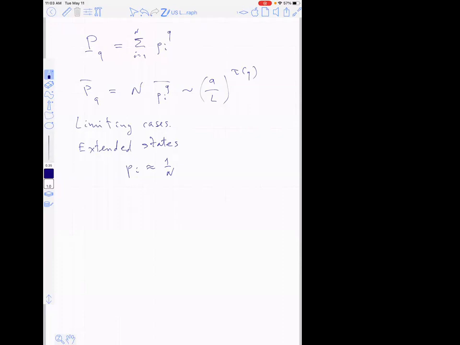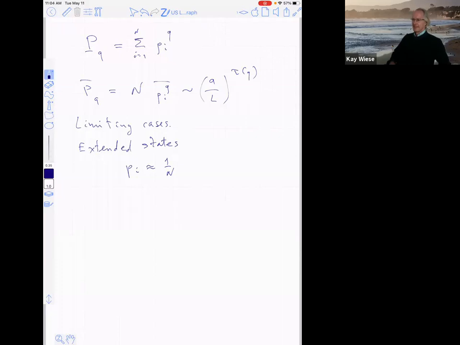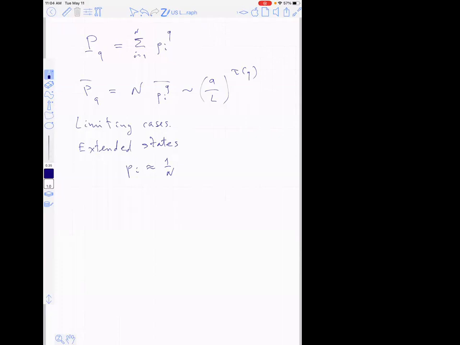Let's look at the limiting cases here. The extended states are more or less uniformly spread throughout the system, and then each probability p_i in each box will be more or less equal to 1 over N, the number of boxes. If you follow this argument, then you easily get that tau of q in this system will simply be a linear function of q, namely (d minus 1) times q.